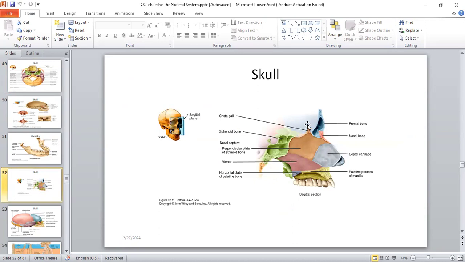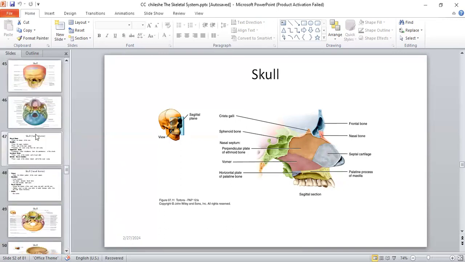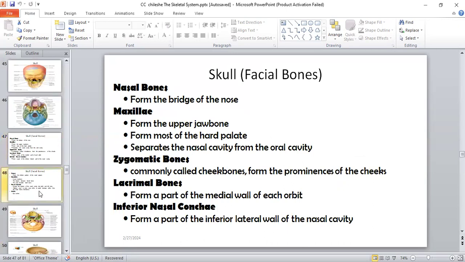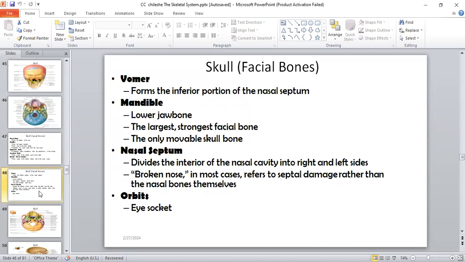So when you look at this person again, we have cut this human being in the sagittal aspect, but this is not a median sagittal portion, this is a parasagittal, not completely half. So we are able to see this vomer here in the middle of the lower aspect of the nasal septum. And then we have the lower jaw.